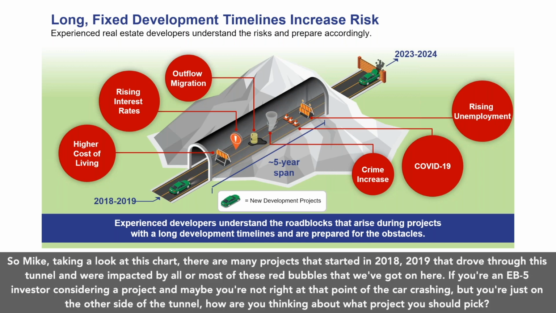So Mike, taking a look at this chart, there are many projects that started in 2018, 2019 that drove through this tunnel and were impacted by all or most of these red bubbles that we've got on here. If you're an EB-5 investor considering a project, maybe you're not right at the point of the car crashing, but you're just on the other side of the tunnel, how are you thinking about what project you should pick?